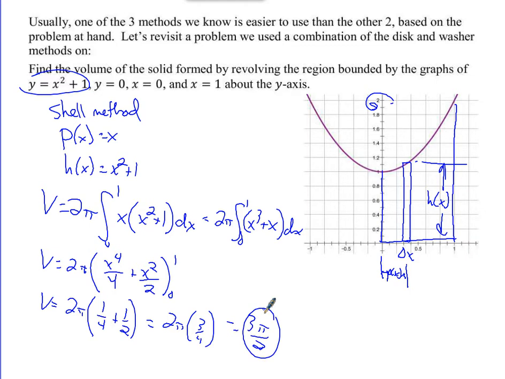So we get the same answer. If you look back in your notes on this problem, we get the exact same answer. We get the same answer both ways. All methods work, always. It just depends on how you have to set it up.